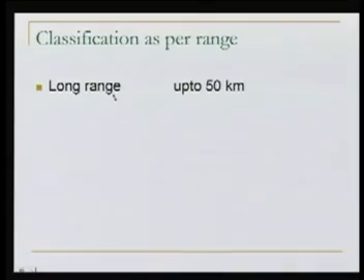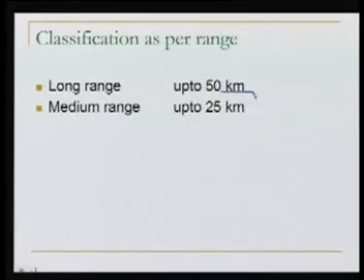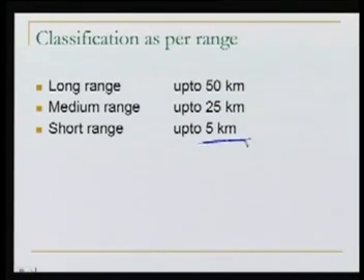Okay. Another classification: if you go to the market, you will find the EDMIs are being sold by their range also. What range? Up to 50 kilometer, 25 kilometer, and up to 5 kilometer. That kind of ranges are also referred to, and they are called long range, medium range, and short range.